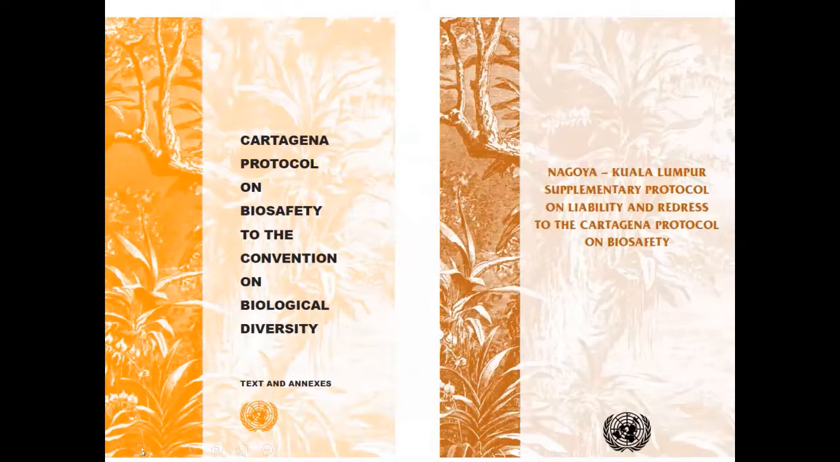So these are just examples of the documents. All these documents are really available online through the CBD website if you just want to look at them. Very interesting. The language is a little bit tricky, but not that difficult to follow. So the one on your left is the Cartagena Protocol on Biosafety, the one that was published in 2000. And then we've got the Nagoya Protocol on liability redress.